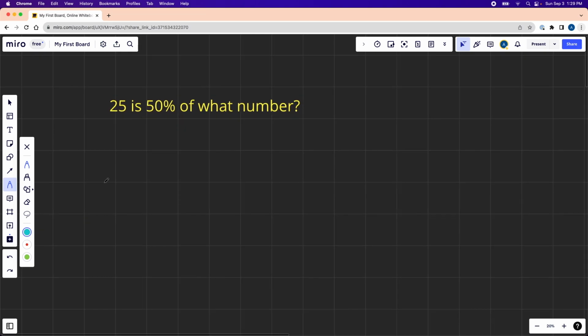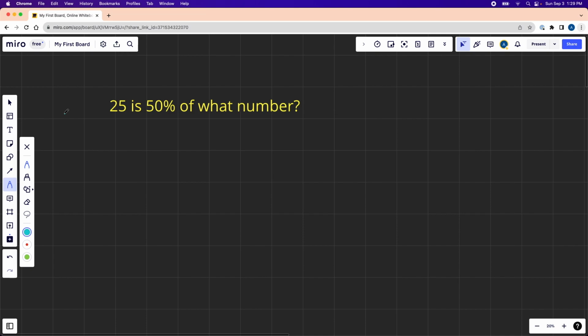Well, there are a couple of different ways we can do this. The first way is to make equivalent fractions and then use cross multiplication in order to find the missing number, and I'll explain what that means in a minute. And then the other way is to just use division. I'm going to show that way first here.